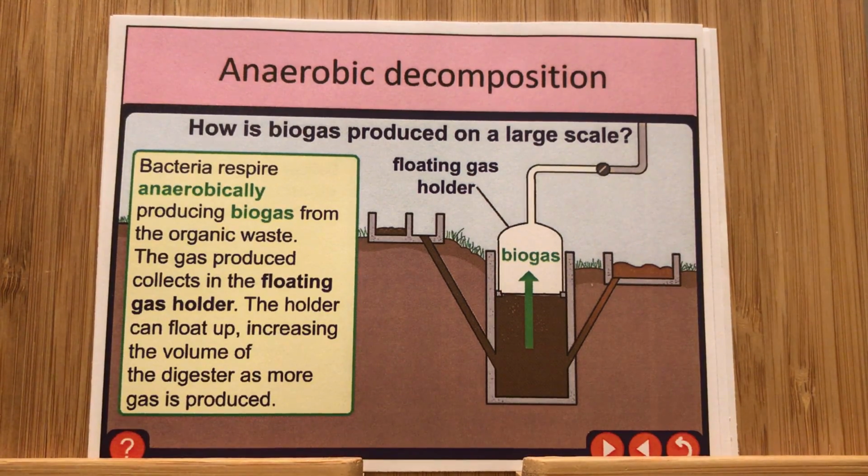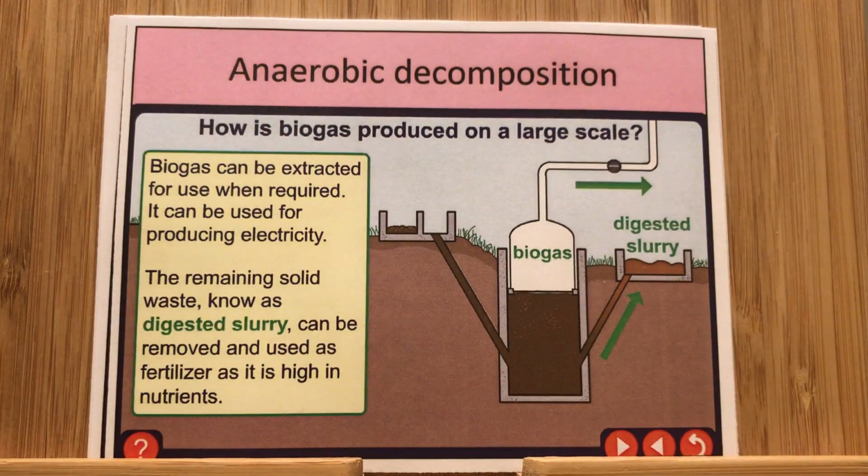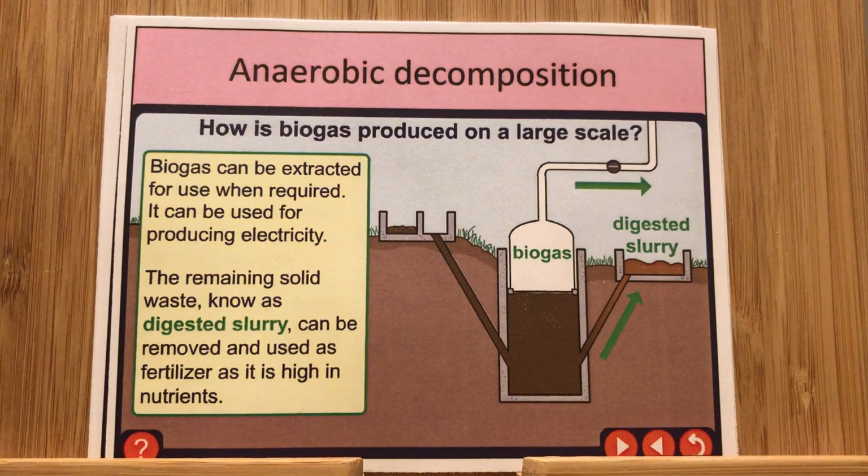And we've got this floating gas holder, so as the volume of biogas increases, that floats up and gives an indication to the people using the anaerobic digester of when they need to open that tap to release some of the biogas. As well as the biogas, we get this digested slurry, and that is what we then use as a fertiliser. So this is a continuous process. That means we are continually adding in the organic waste, continually removing the biogas and the digested slurry.